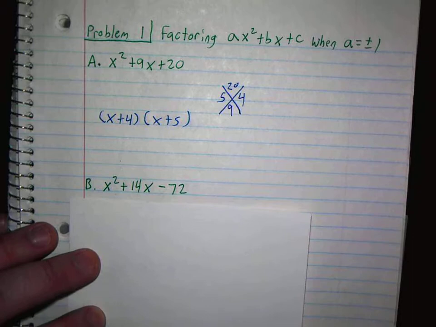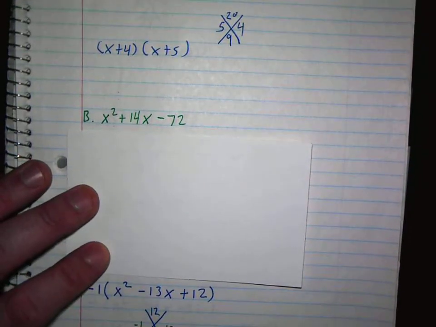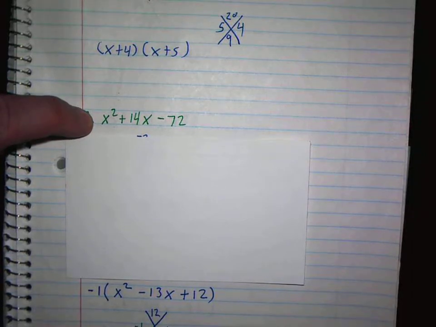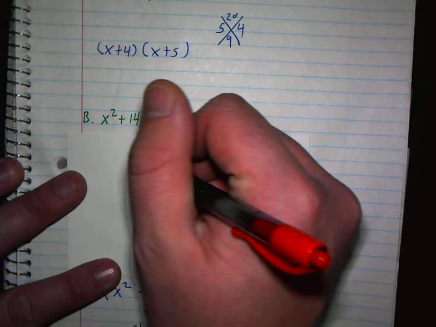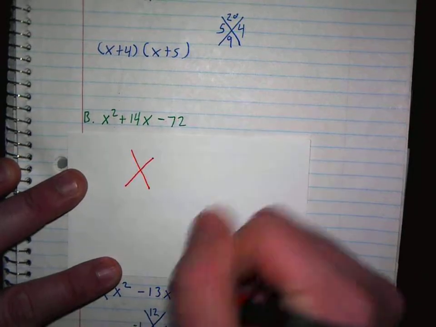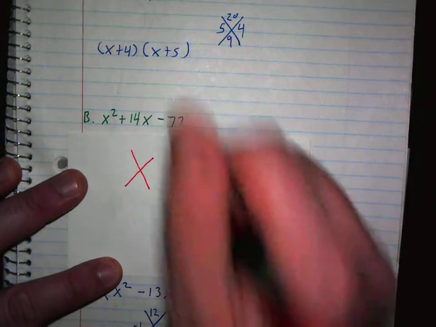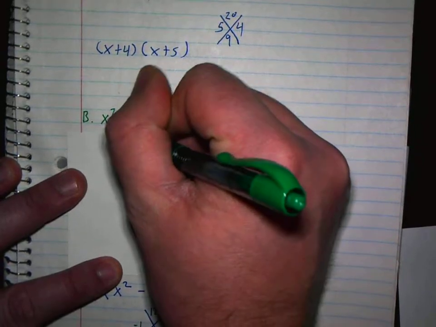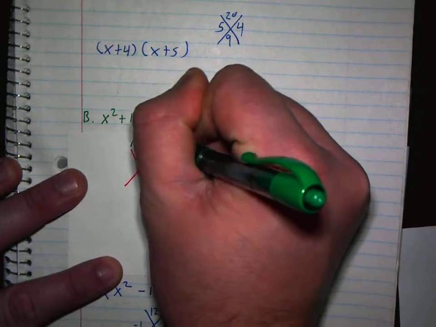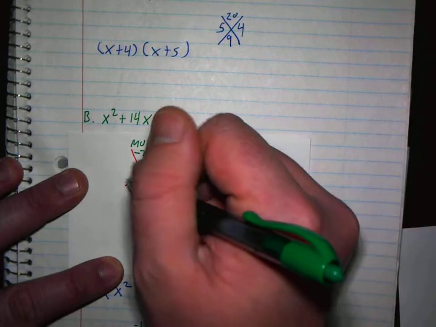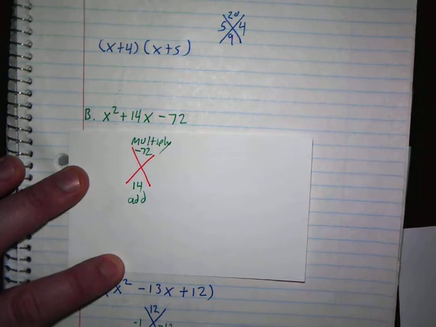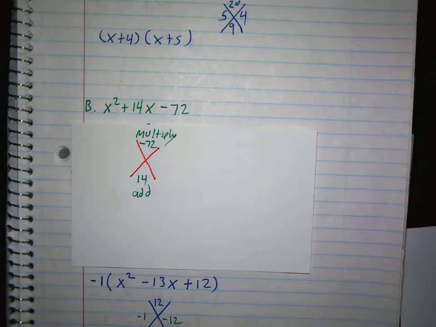The second one, okay, same thing. It's in standard form. The leading coefficient is 1. So I could go ahead and make an x. I'm looking for 2 numbers that multiply to -72, but add to 14. So I got to think through all the possibilities. If you're really good at multiplication, this is a lot easier.